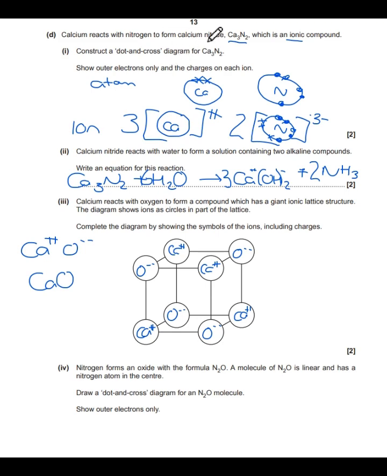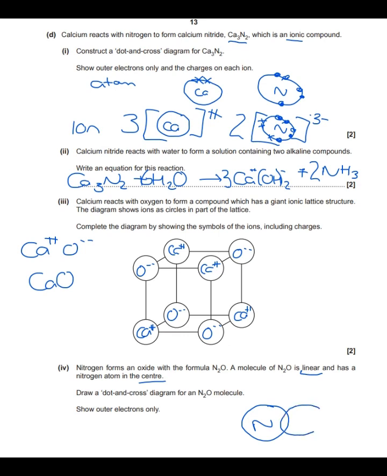And then, next part of this question, nitrogen forms an oxide with the formula N2O. A molecule of N2O is linear. Let's underline that, it's going to be key, give us the shape, and has a nitrogen in the center. Draw a dot and cross diagram for an N2O molecule. So this is going to be a covalent, drawing this sharing of electrons, whereas the one at the top was the ionic.